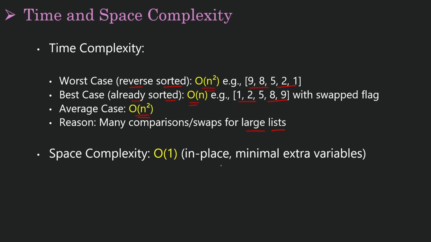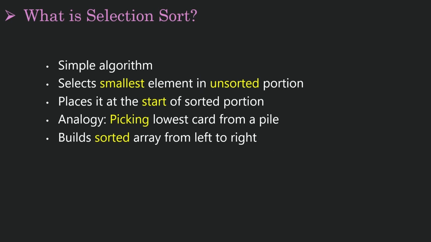Space complexity. In place, using only a few variables, for example, swapped. So, big O of 1 extra space. Bubble sort is simple, but slow for big lists. Ready for selection sort? Let's do it.